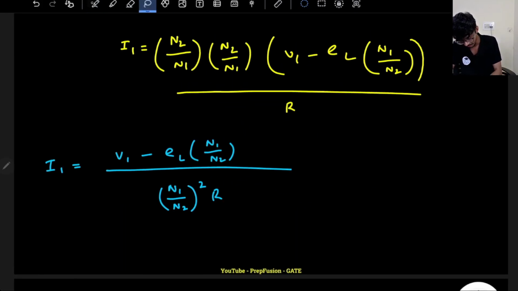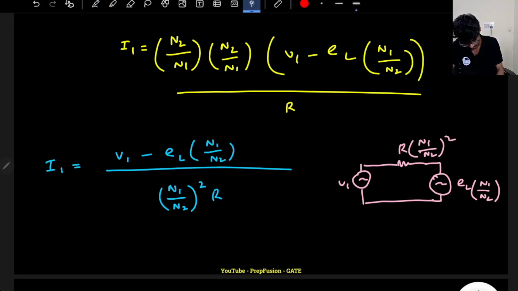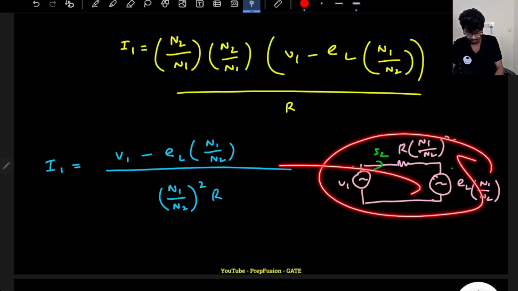If I convert this into a circuit, this means basically I have a voltage source here, V1. I have a resistor that is connected to this source, whose value is EL into N1 divided by N2, and this resistor is there, right, whose value is N1 divided by N2 whole square. Like if you convert this equation, I2 current is coming here, right? If you convert this equation into a circuit, it will behave something like this.